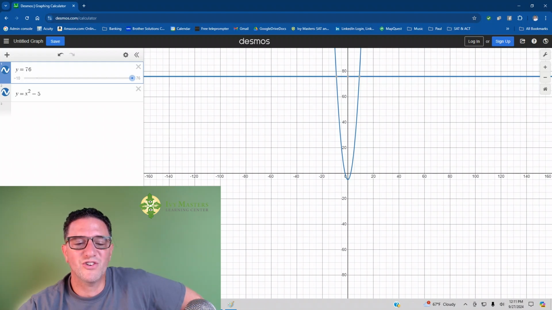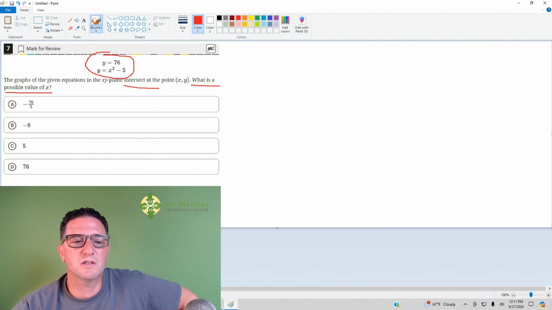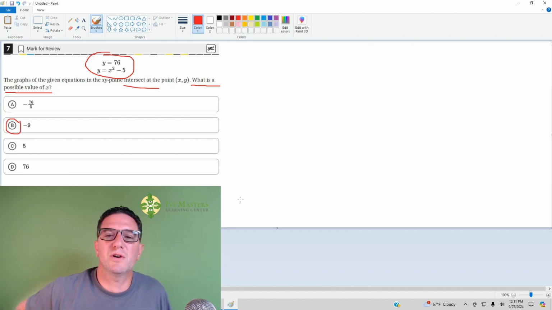The point of intersection is the solution to a system of equations. So is 9 or -9 an answer choice? Yes, it's B.